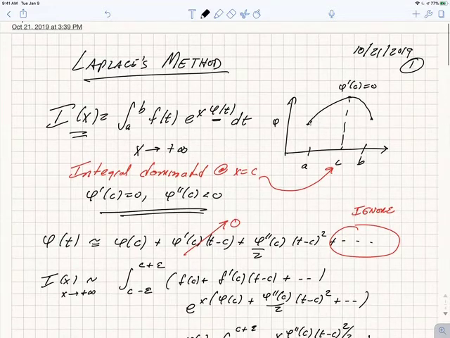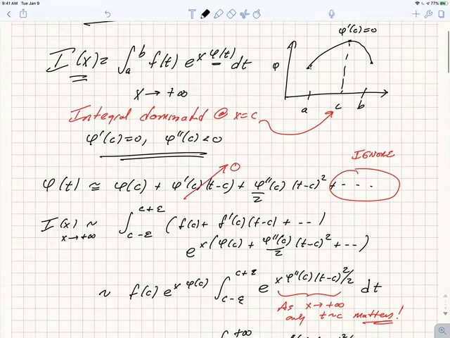But let's consider the case where we expect the integral to be dominated near the critical point where the derivative of phi vanishes. So C is the value such that phi prime of C equals 0, and as drawn, we're assuming phi double prime of C is less than 0. So we're going to expand around the point C. So phi of t, we expand in a Taylor series. Phi of c, the derivative vanishes, plus the second derivative of phi at c times (t minus c) squared over 2, plus higher order. We're going to derive an asymptotic expansion by ignoring the higher order terms.